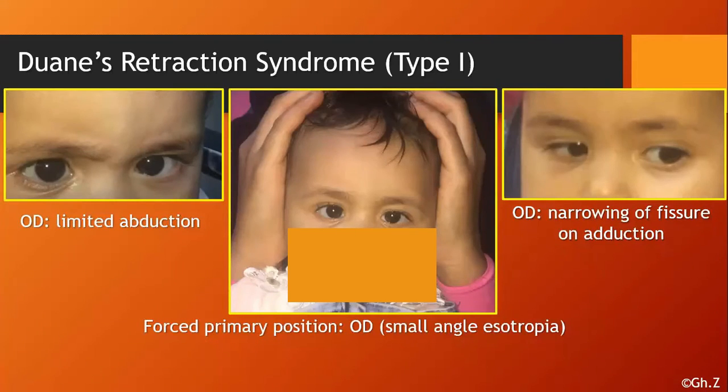So here again, this is labeled the slide. This is the fourth primary position, the right eye. We used to say OD. In strabismus, we usually use this Latin abbreviation OD for right eye and OS for the left eye and OU for bilateral. So OD, we have a small angle esotropia.